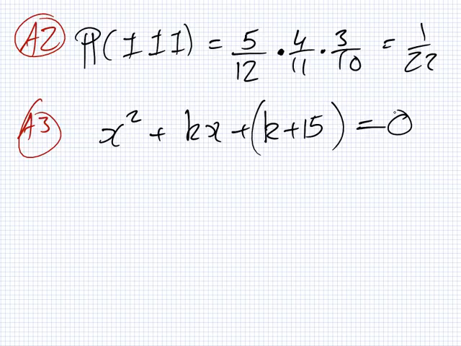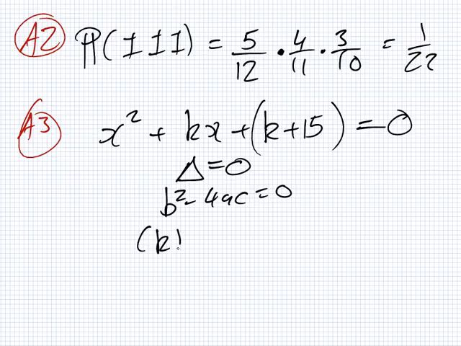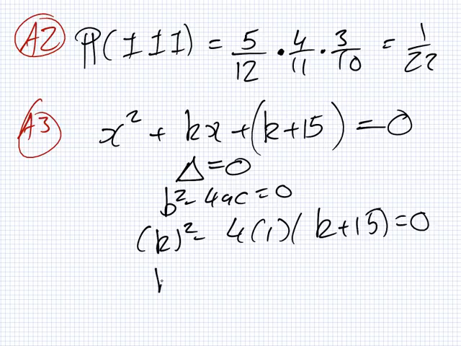Discriminant. Okay, right. So, as you were saying, discriminant, D or delta, depending on your country, whatever you want to call it, equals 0. That's b squared minus 4ac equals 0. That's k squared minus 4 times 1 times k plus 15, equals 0. That's k squared minus 4k minus 60 equals 0.